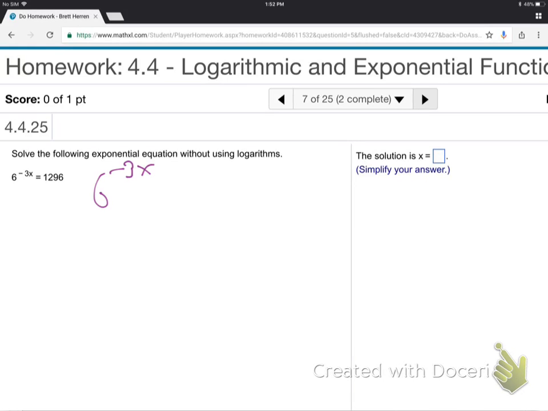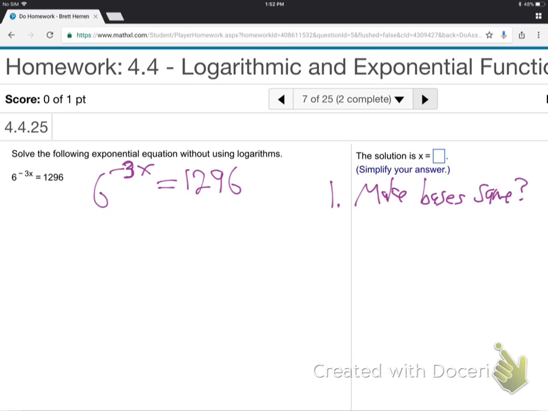Six to the minus 3x, 1296. Okay, now the question: I hope you'll remember the whole thing, X is in power. So when X is in power, you think, first, can we make the bases the same? Can we do that? Well, just use your calculator.